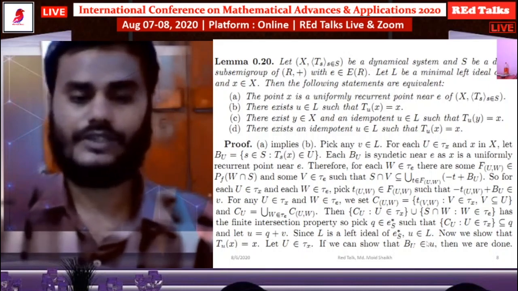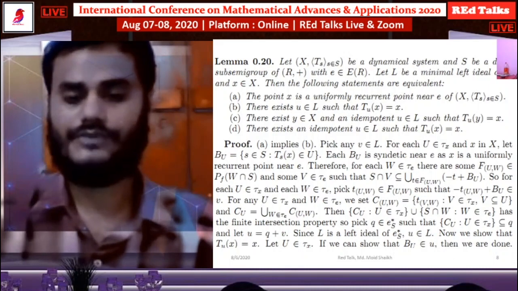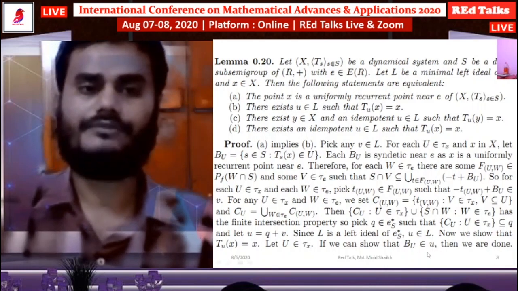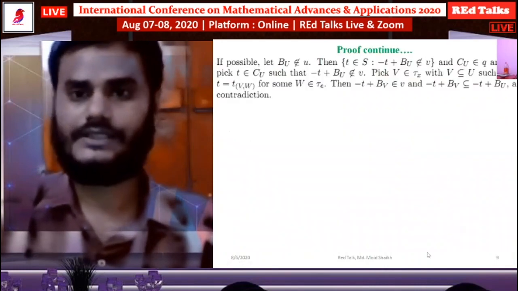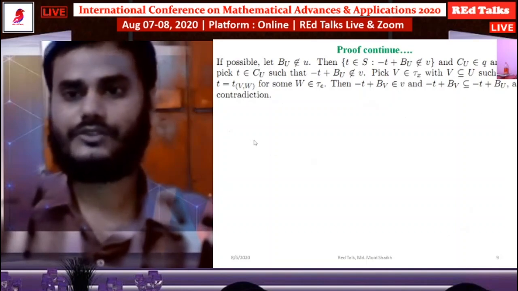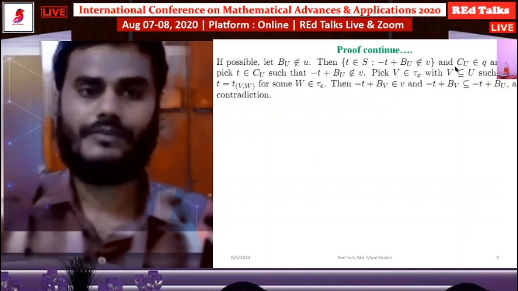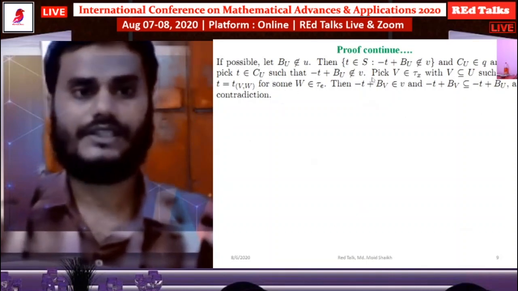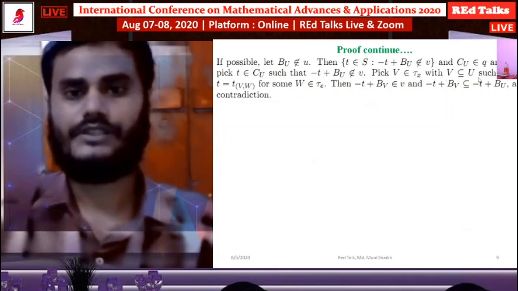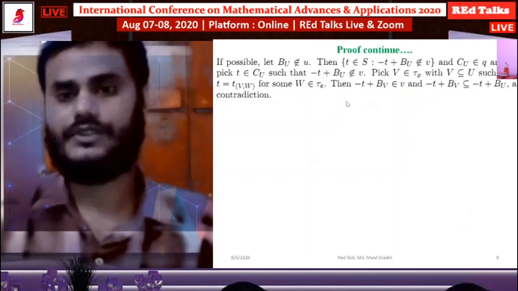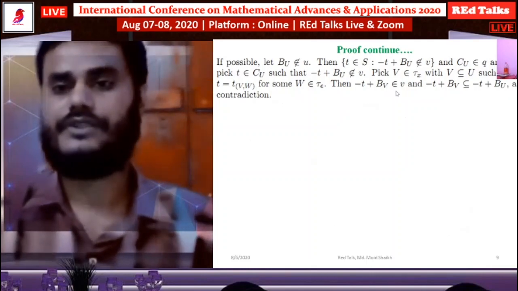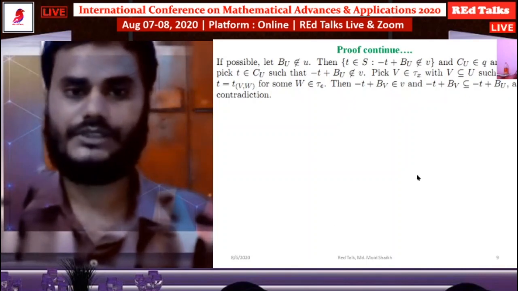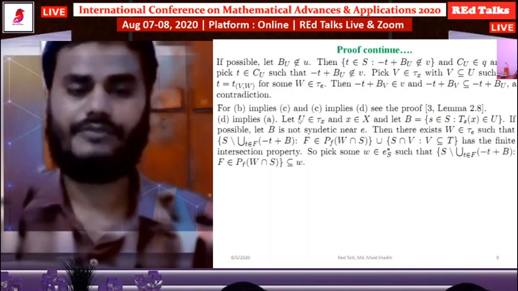Now we show that Tu x equal to x. Let U belongs to tau X. If we can show that B_U belongs to u, then we are done. If possible, let B_U does not belong to u, then this set, and C_U belongs to q. And if t belongs to U such that this, and B belongs to tau X, B is a subset of U such that t is equal to T_UW for some W, then minus t plus B_V belongs to B, minus t plus B_V is a subset of minus t plus B. A contradiction.